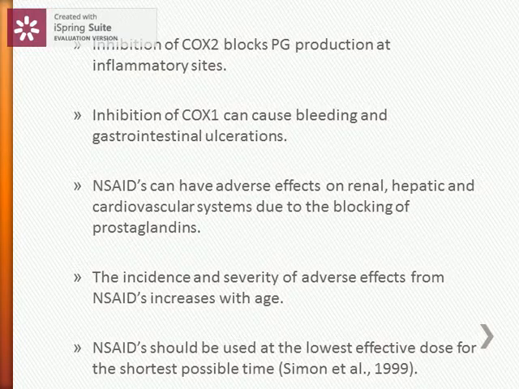NSAIDs can have adverse effects on renal, hepatic, and cardiovascular systems due to the blocking of prostaglandins. The incidence of severity of adverse effects from NSAIDs increases with age. NSAIDs should be used at the lowest effective dose for the shortest possible time.